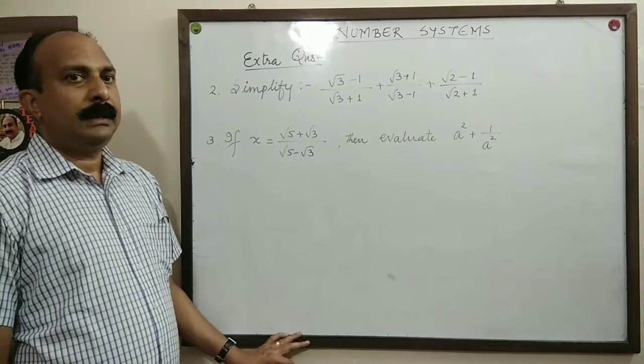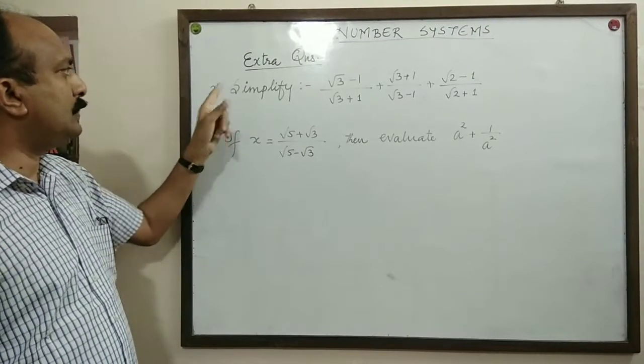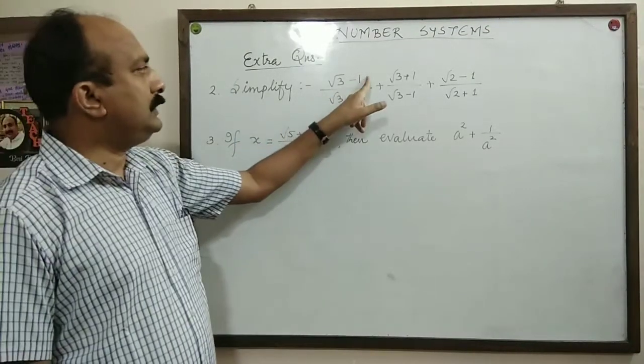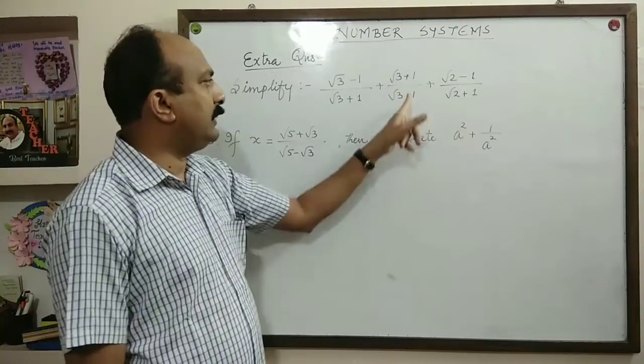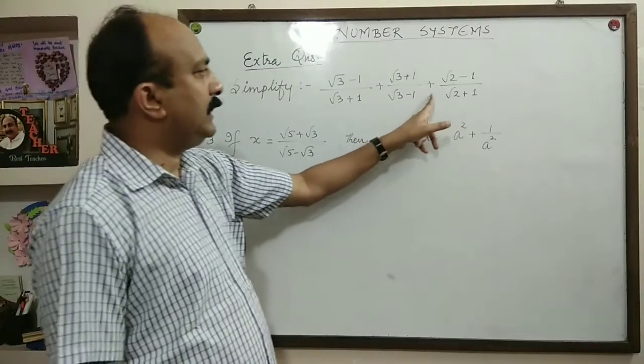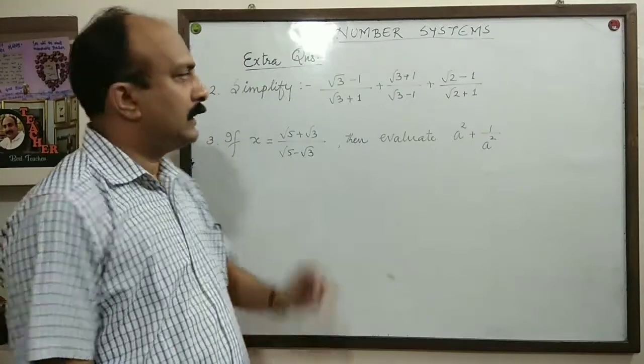Go. Now I have given 2 more extra questions. Question number 2. Simplify root 3 minus 1 upon root 3 plus 1 plus root 3 plus 1 upon root 3 minus 1 plus root 2 minus 1 upon root 2 plus 1. How to simplify it?